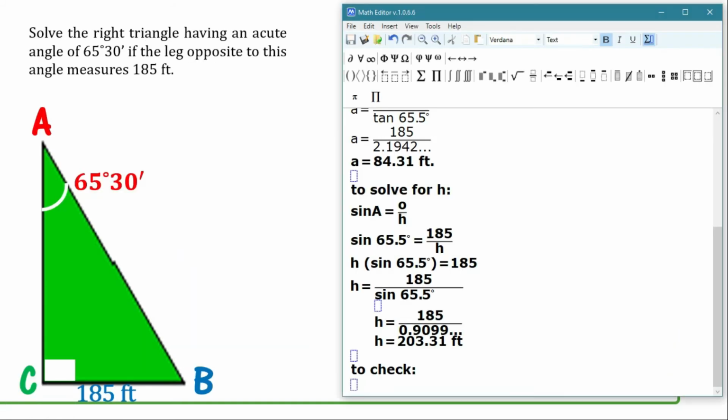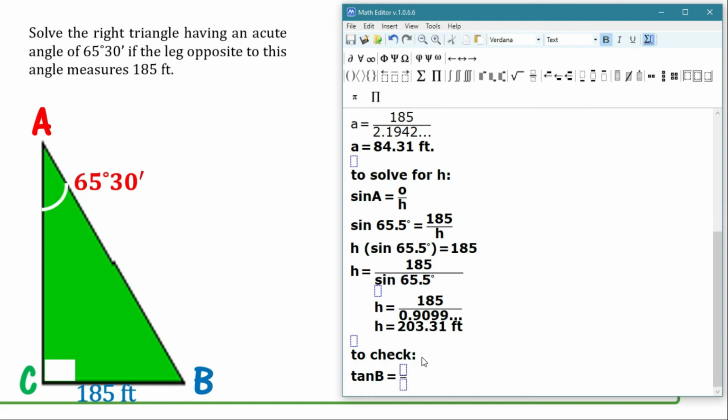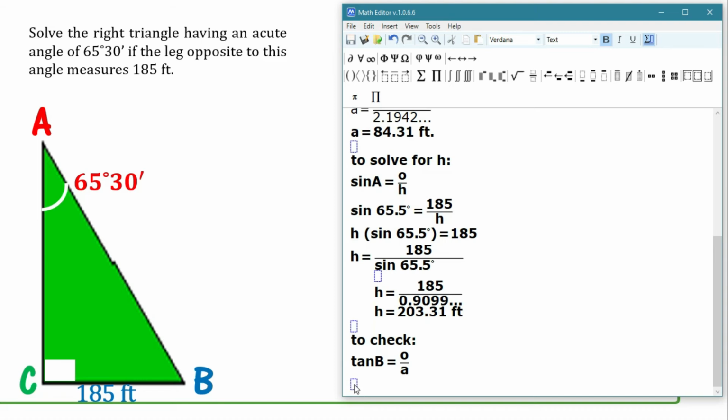Ito yung ating given. Ang gagawin natin is complementary angle. So this is opposite and this is adjacent. So that's gonna be the tangent of B para ma-double check natin kung tama or hindi. So we have the tangent of B, which is still opposite over adjacent. Okay? So what is the tangent of B?